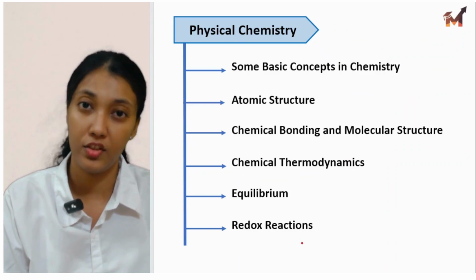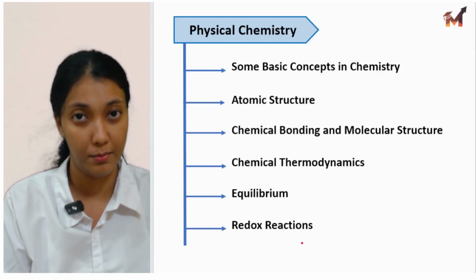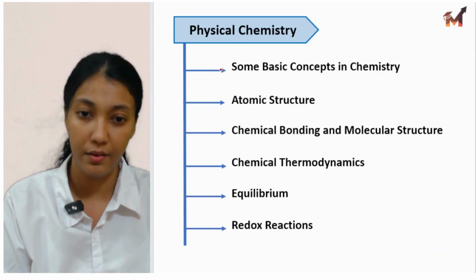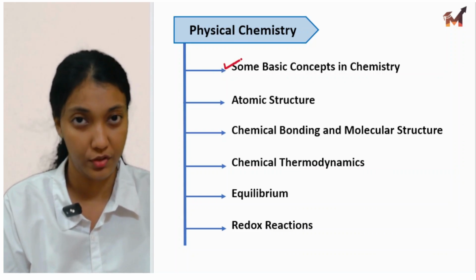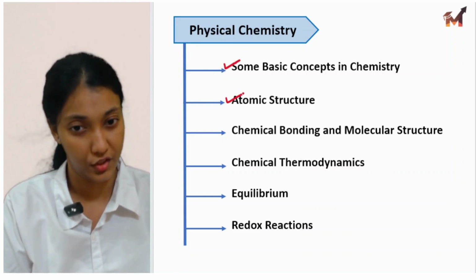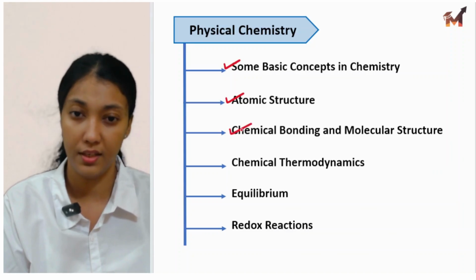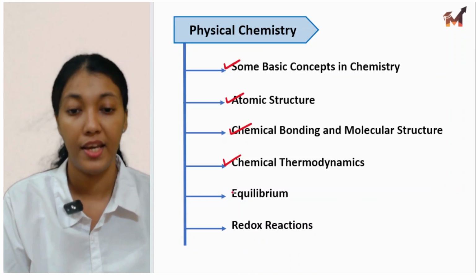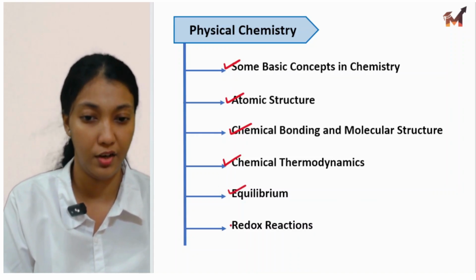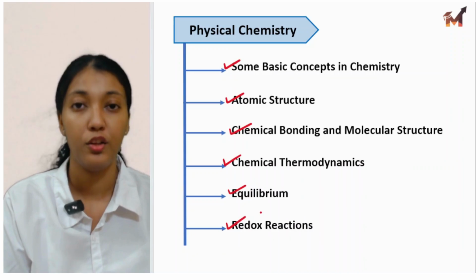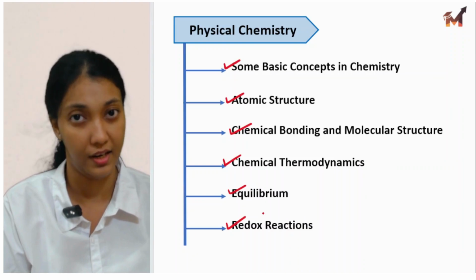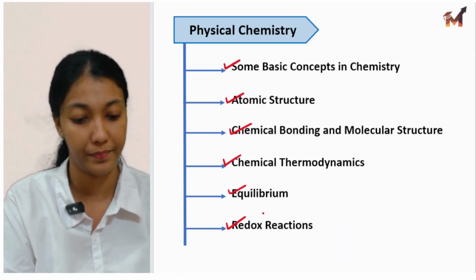I have listed the 6 chapters that are there in your syllabus of class 11 for chemistry. Starting with some basic concepts in chemistry, atomic structure, chemical bonding and molecular structure, chemical thermodynamics, equilibrium and redox reactions. तो ये 6 चैप्टर हैं फिजिकल केमिस्ट्री के जो कि हमें स्टडी करना है फॉर क्लास 11.